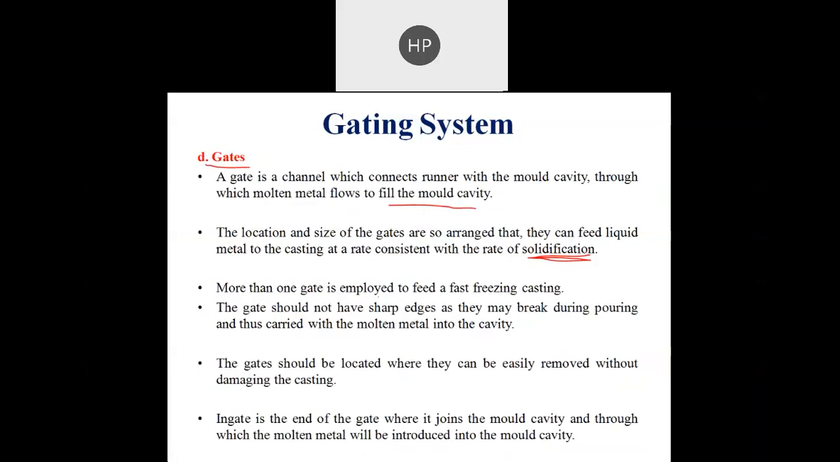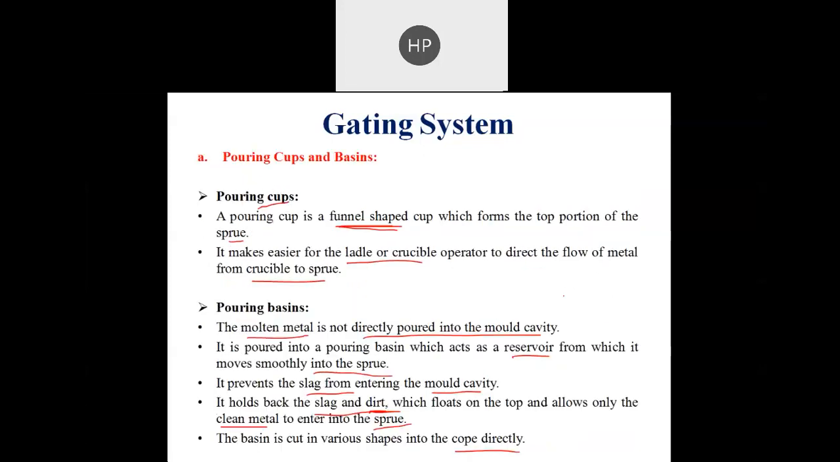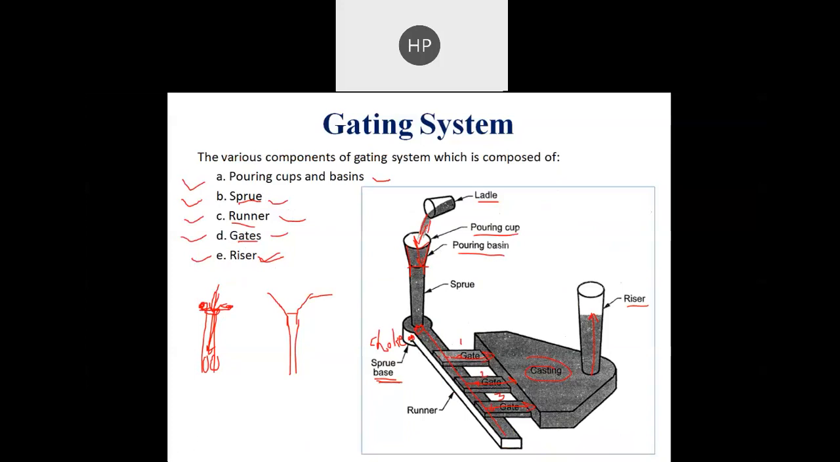More than one gate is employed to feed a fast freezing casting. Generally in a large casting, if we have only one gate, then it will take a very long time to fill, and when the time increases, the solidification process will start early and it may cause some defect. So to fill it completely and properly, we have more than one gate in a big casting.